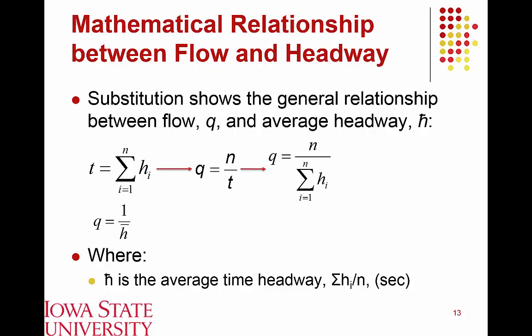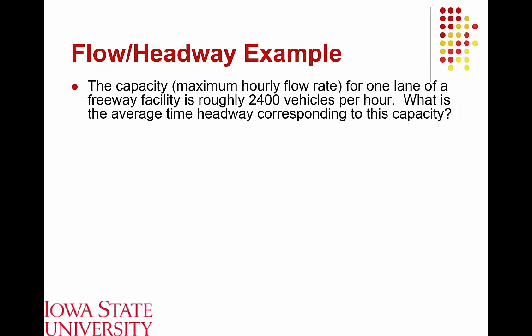So we'll just go through a quick demonstration here. Let's say, for example, if we look at the empirical data, what that suggests is that one given lane, a single lane of a freeway, is generally able to accommodate up to 2,400 vehicles per hour, roughly. And if we look at that 2,400 vehicle per hour maximum, we want to determine, well, what's the average time headway that corresponds to that?